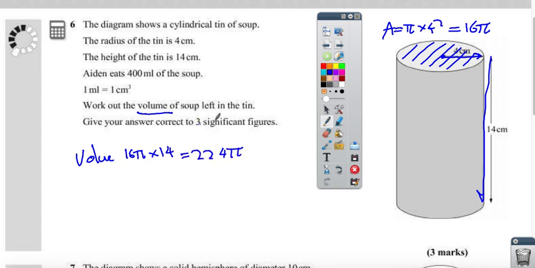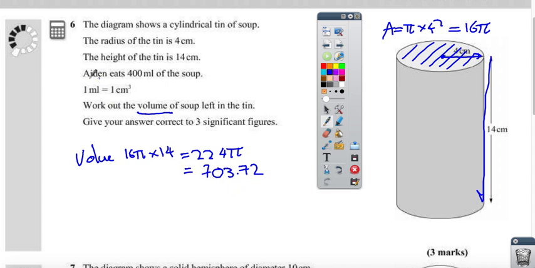Okay, now it says 3 significant figures, so I'm actually going to find out what this is in decimal by pressing the SD button. So that gives you 703.716, so I'll call it 703.72 for now. So that's the volume of the whole thing.